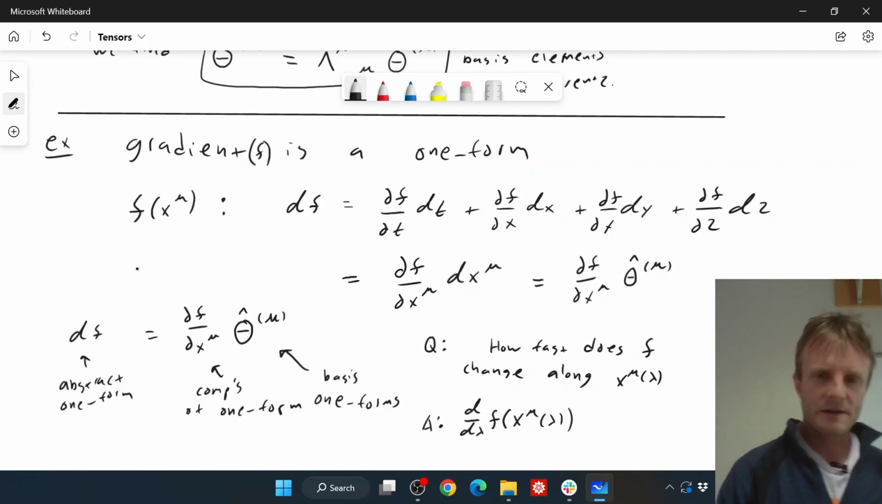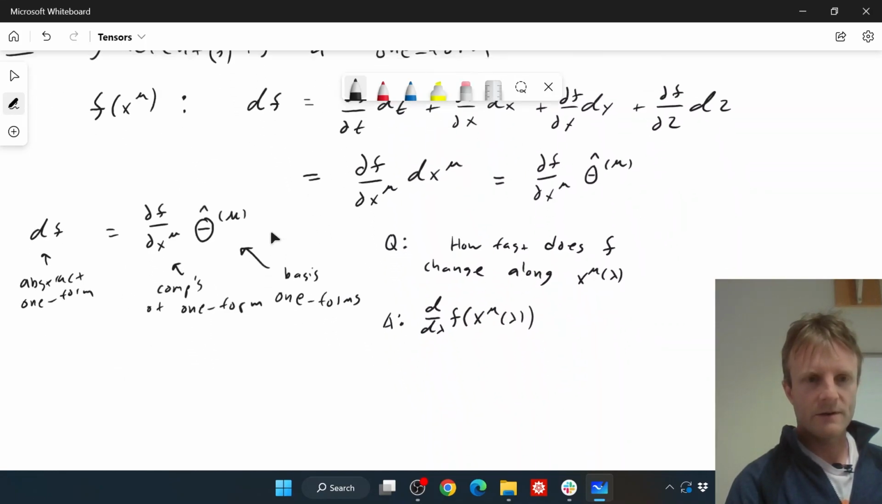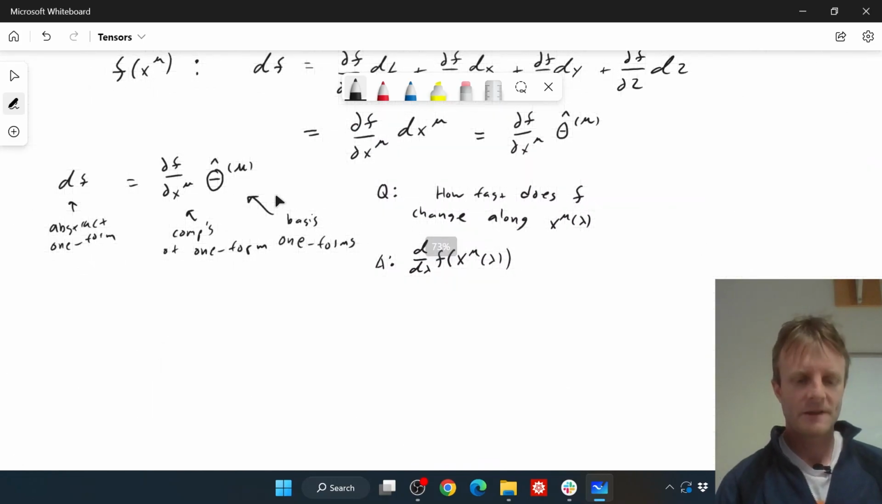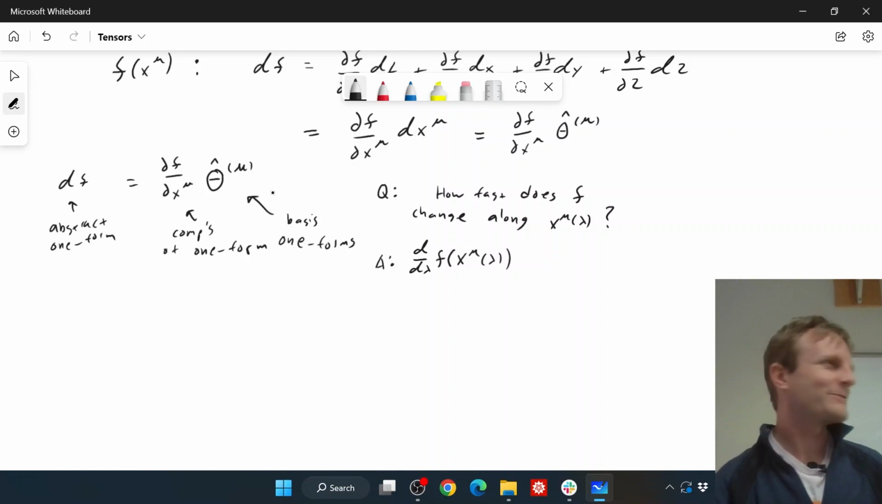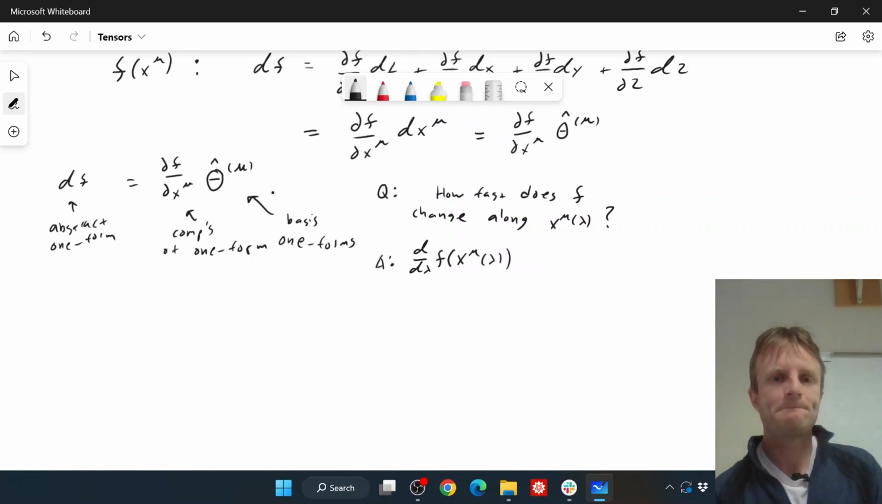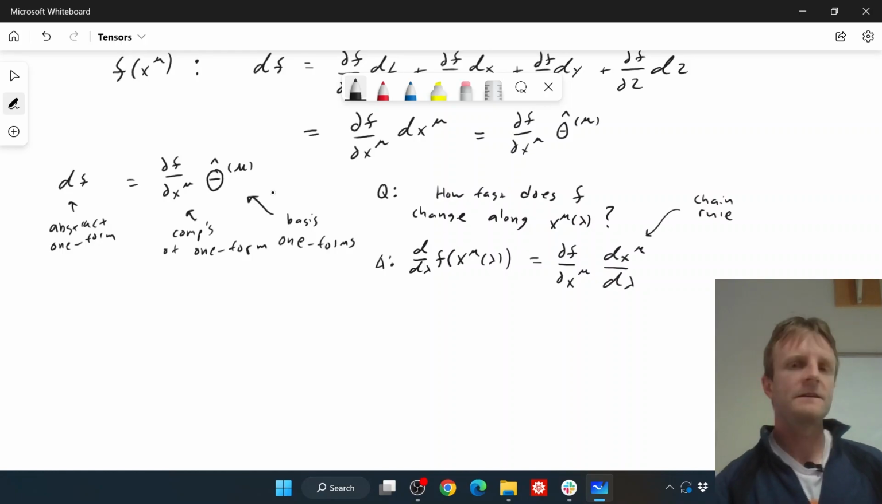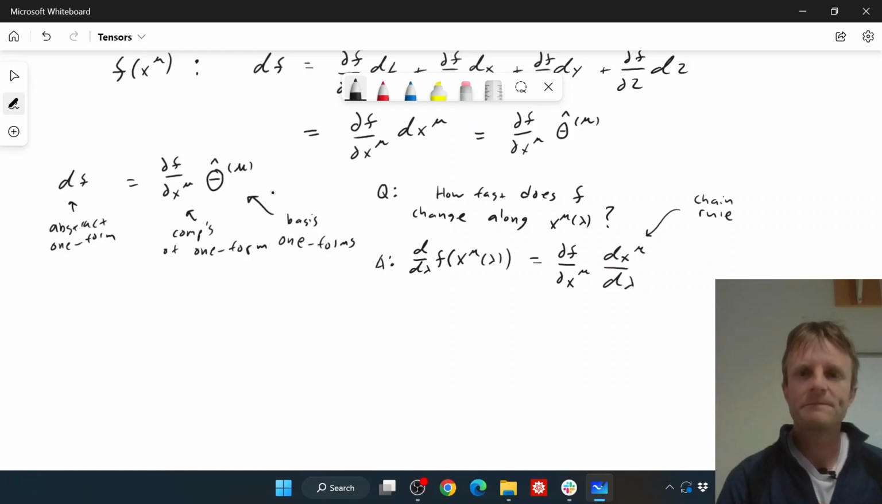But let's see how this can be expressed in terms of our construction of the gradient as a 1 form. So let's start writing this out by the chain rule. This is going to be df dx mu dx mu d lambda. That is just the chain rule from ordinary calculus. There's a sum over x mu.